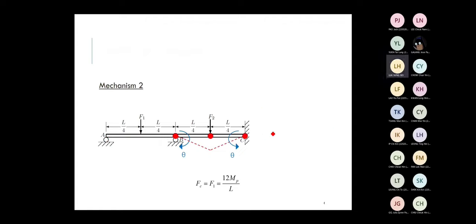At point B, maybe I give them some names. Maybe this is point B, this is point C, this is point D. There are totally three plastic hinges formed. And then set up the energy equation. The plastic rotation at point B is theta. The plastic rotation at point C is also theta. The plastic rotation at point D is equal to 2 theta. So you can see the total rotation is equal to 4 theta.